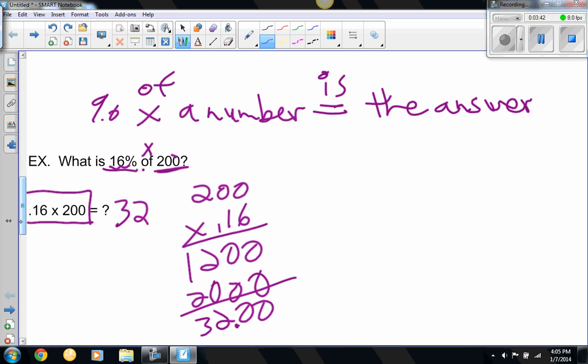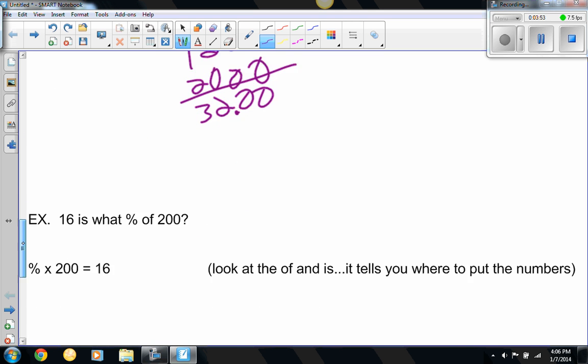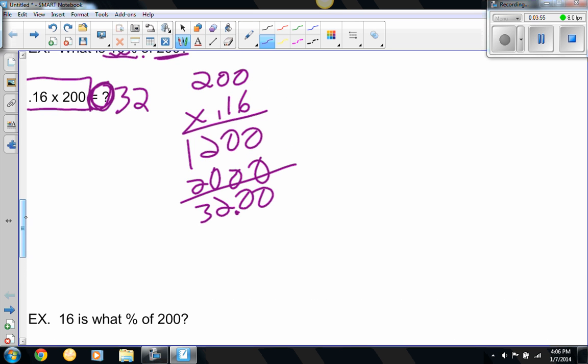Remember, that's just one way to write a question. On this one, the answer was missing. The is was missing. On this next one, it says is right here: 16 is what percent of 200? So I have the of and I have the is. The percent is not there.